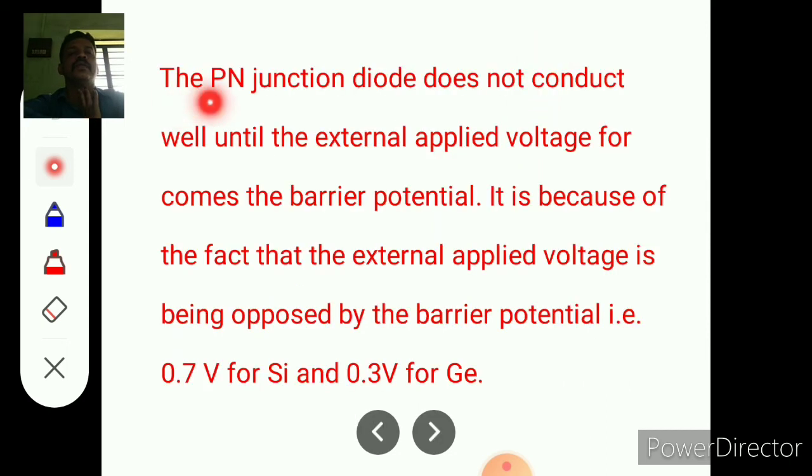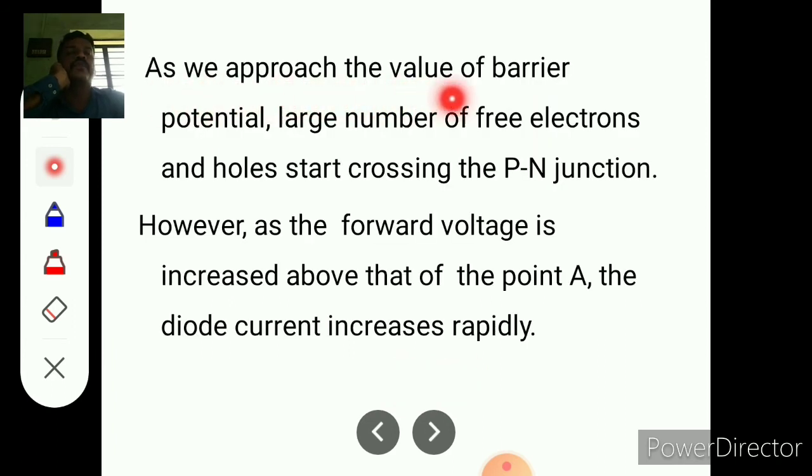The PN junction diode does not conduct well until the external applied voltage overcomes the barrier potential. This is because the external applied voltage is opposed by the barrier potential, that is 0.6 or 0.7 volt for silicon and 0.3 volt for germanium. As we approach the value of the barrier potential, a large number of free electrons and holes start crossing the PN junction. However, as the forward voltage is increased above point A, the diode current increases rapidly.